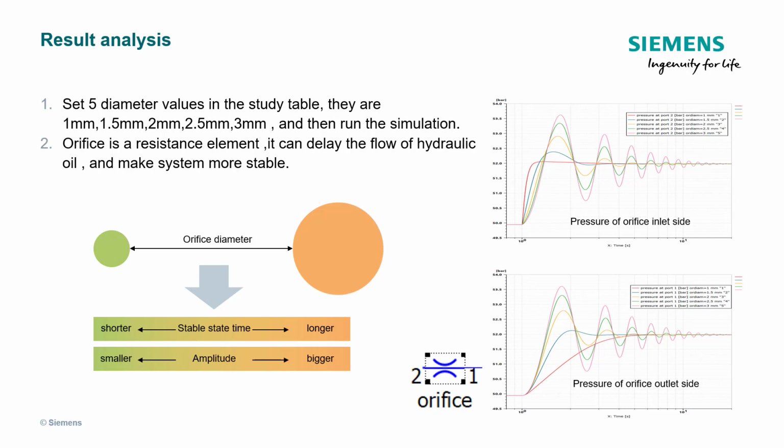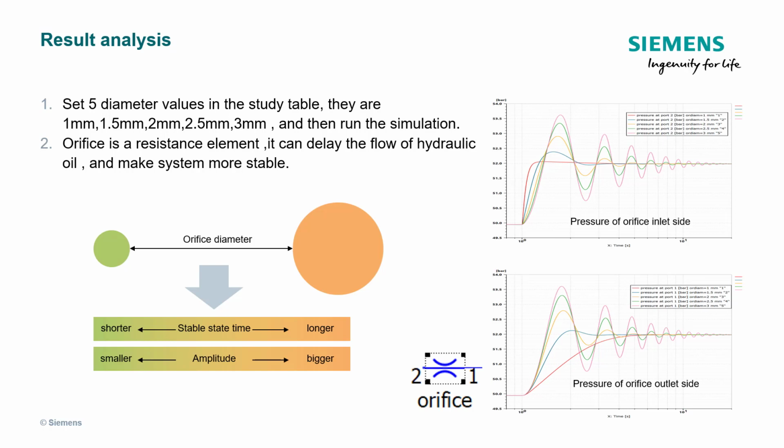In previous slide, we analyzed some results. If we want to know some parameters impact sometimes, what can we do? Maybe you can do sensitivity analysis. In this slide, we will change the diameter of orifice, set 5 diameter values in the study table. They are 1 mm, 1.5, 2, 2.5, and 3 mm, and then run the simulation.